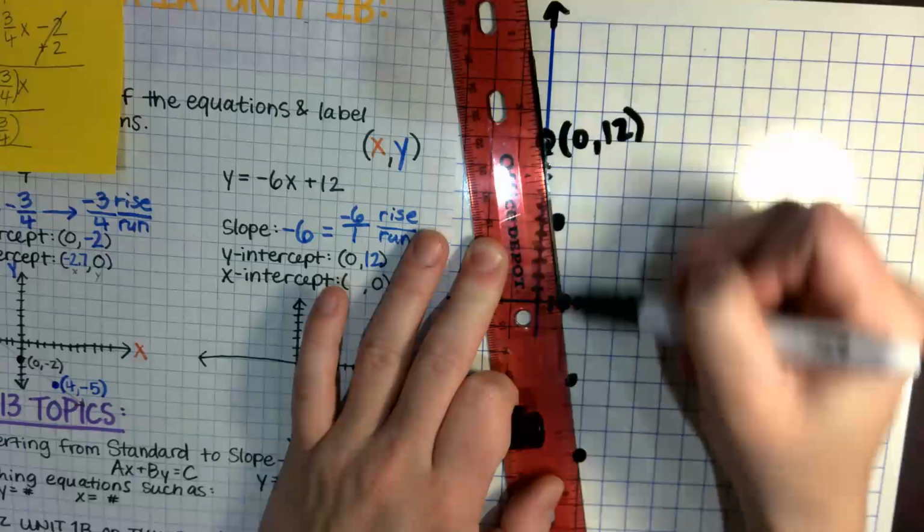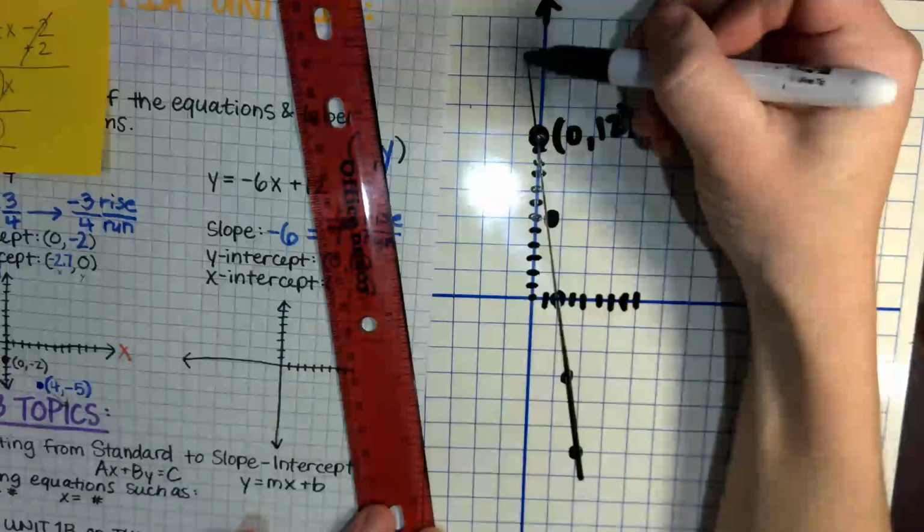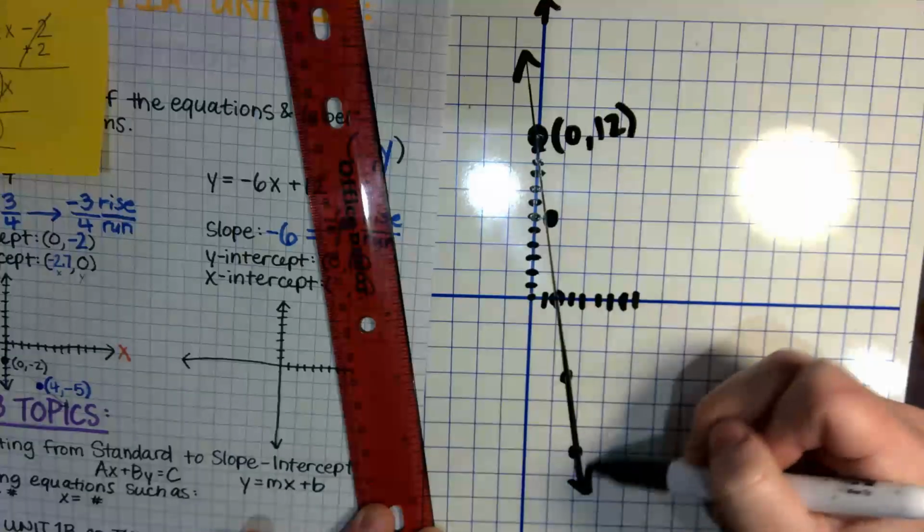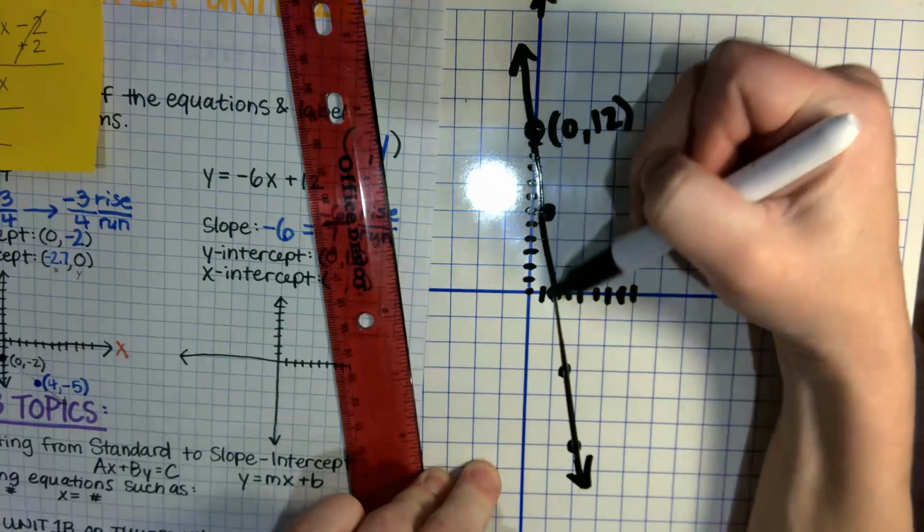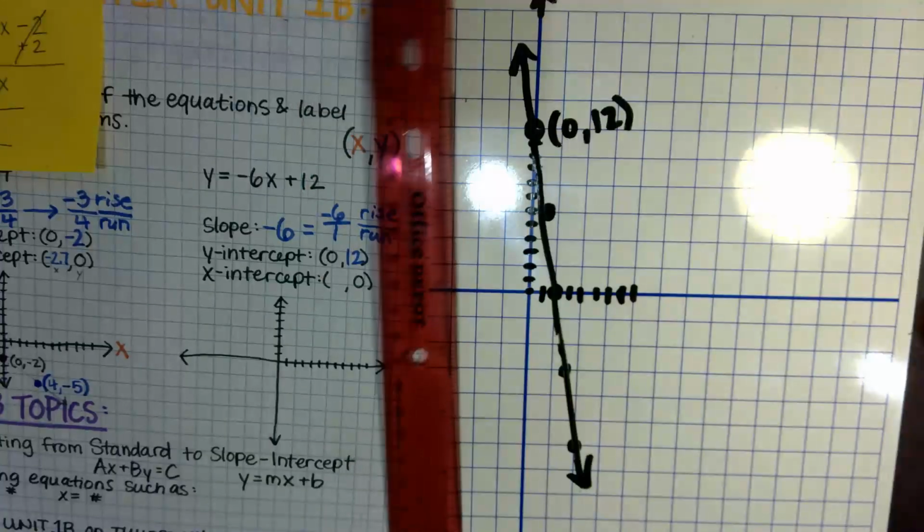Okay, so here's our line. Now don't forget to draw arrows on the ends of your line to show that it does go on forever and ever.